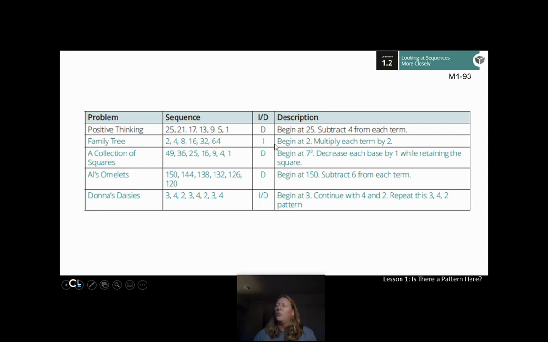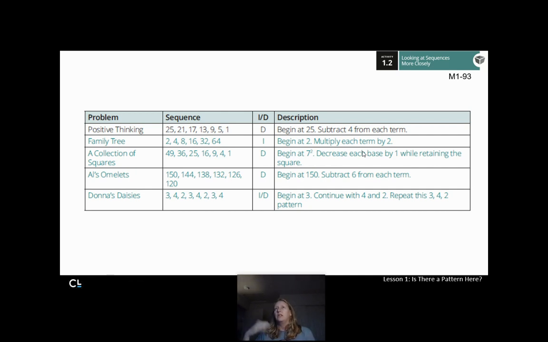I hope you use the whole word. Again, I didn't have a lot of space on my slide, so that's why I have D's and I's. I'd rather the whole word, though. So it was increasing. It began at 2, and then we multiplied each term by 2. The collection of squares, here's my sequence, definitely decreasing, I began at 7 squared, and then I decreased the base by 1 while retaining the squares.